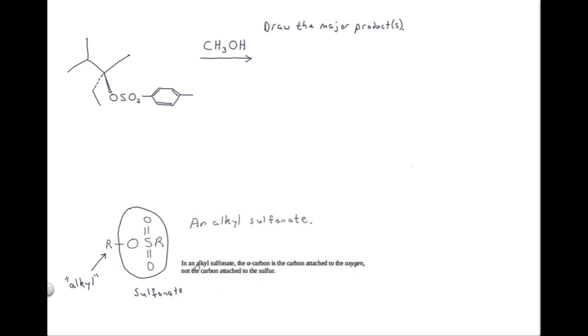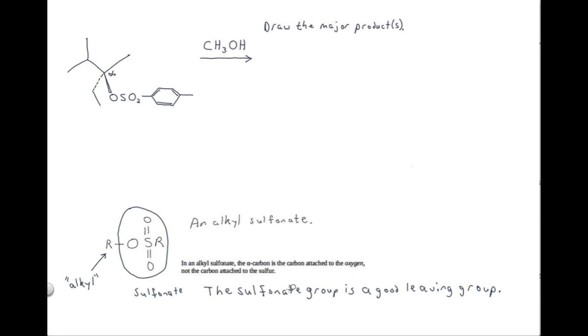You should have memorized that in an alkyl sulfonate, the alpha carbon is the carbon attached to the oxygen, not the carbon attached to the sulfur. So that tells us that this is the alpha carbon, because this is the carbon that's attached to the oxygen. This is not the alpha carbon because this carbon is attached to the sulfur. That might not be obvious from this condensed notation, but this carbon is attached to the sulfur, and therefore it's not the alpha carbon. You should memorize that in an alkyl sulfonate, the alpha carbon is the carbon attached to the oxygen, not the carbon attached to the sulfur.